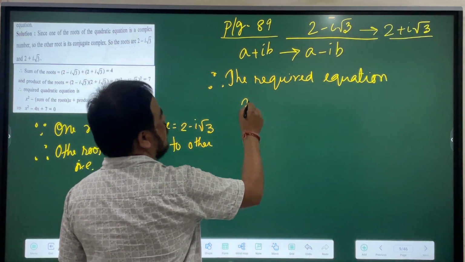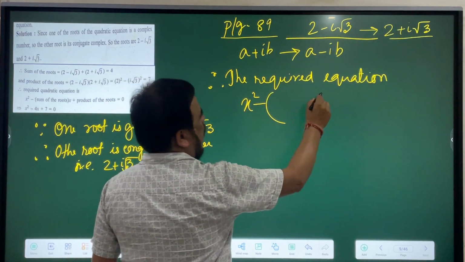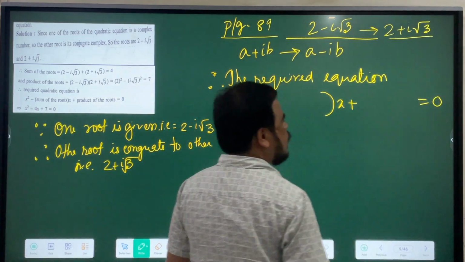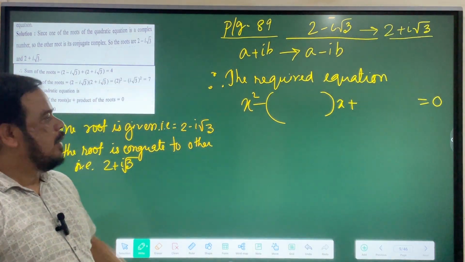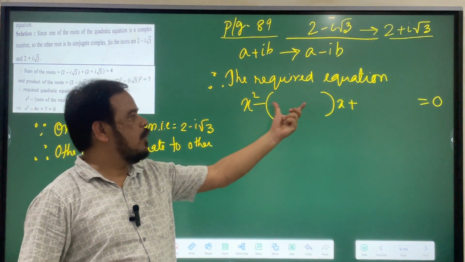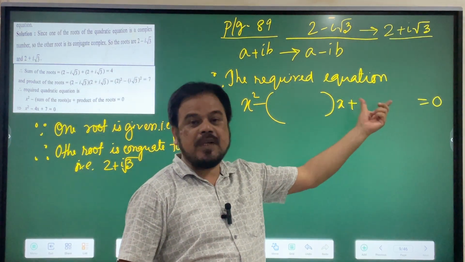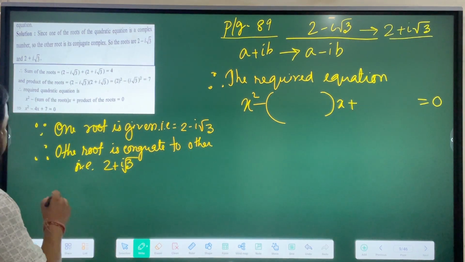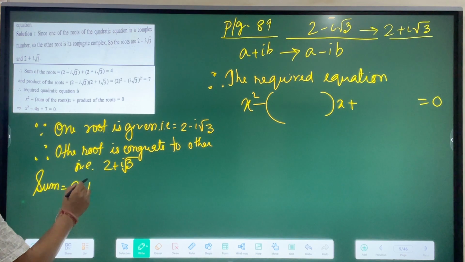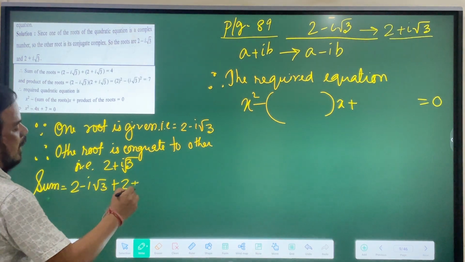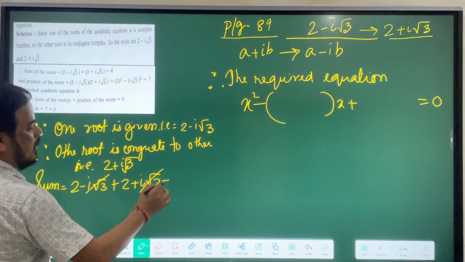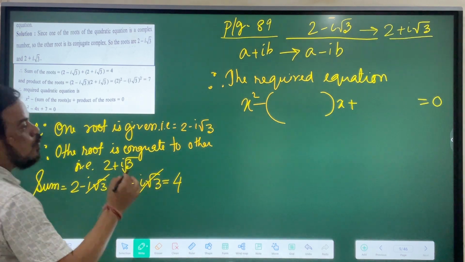Required equation is x square minus (sum of the roots) x plus product of the roots equals 0. Inside this bracket we add the sum of the roots, whatever we get when we add the roots. Here is the place for the multiplication of the roots. So let us find the sum first. One is 2 minus i root 3, the other is 2 plus i root 3. Sum means addition. Minus i root 3 plus i root 3 cancel, so that is 4. Sum of the roots is 4. So here you will have 4.